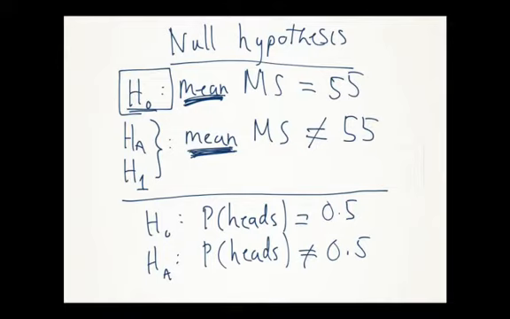So what do we do when we're doing hypothesis testing? What we do is we assume that the null is true. We start off assuming that the null is true. So here I'd assume that the mean among people with MS is equal to 55. Here I'd assume that the probability of heads is equal to 1/2. So we start off assuming that the null hypothesis is true. And then we collect data and we say, hey, assuming that the null is true, what is the probability of this type of data that I collected?